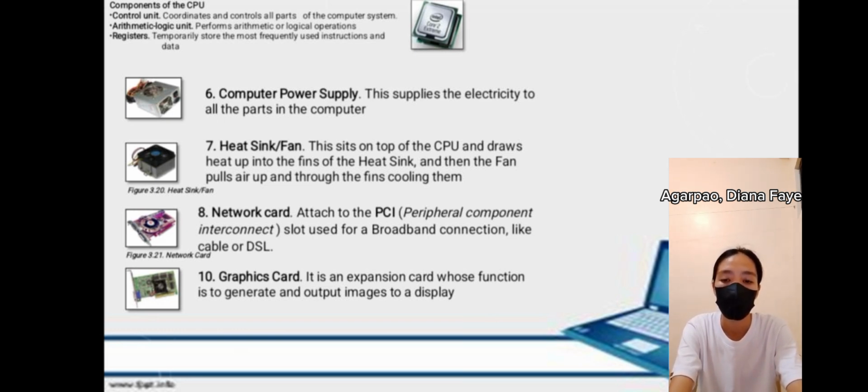Number 6. Computer power supply. This supplies electricity to all the parts of the computer. Number 7. Heat sink or fan. This sits on top of the CPU and draws heat up into the pins of the heat sink, and the fan pulls air up and through the fins, cooling them. That is how the CPU stays cool. Otherwise, it would overheat and shut down the computer.